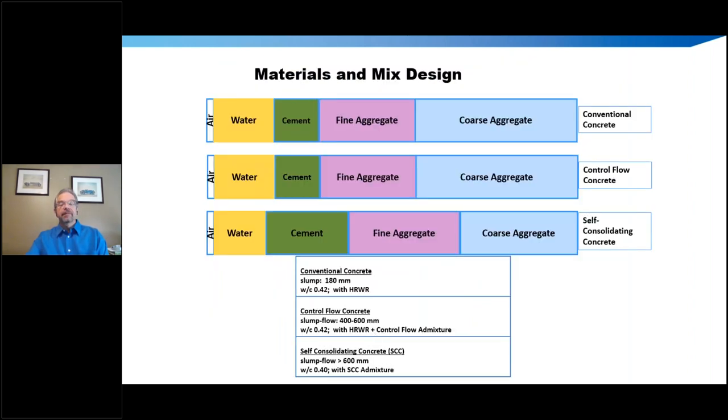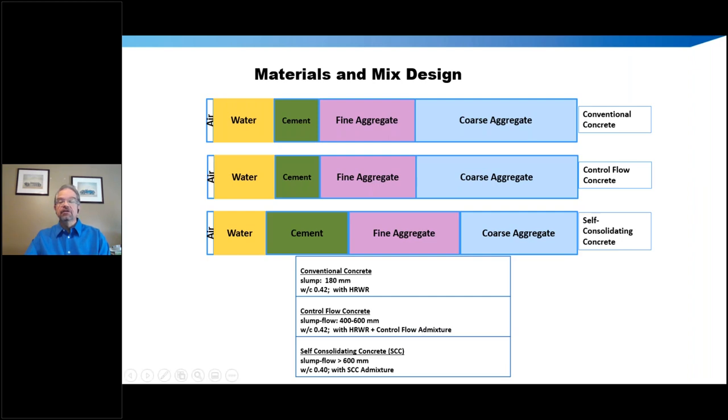Let's compare. On the top is a proportion of your conventional mix design. You have air, water, cement, fine aggregates, and coarse aggregates. If you look at the bottom, which is self-consolidating concrete, you can see right away that you have air, water, cement, fine aggregates, and coarse aggregates, but the proportions are way different and you're using way more cement. And you're also readjusting the fine and coarse aggregate proportions in self-consolidating concrete. Another thing that you need is good gradations.